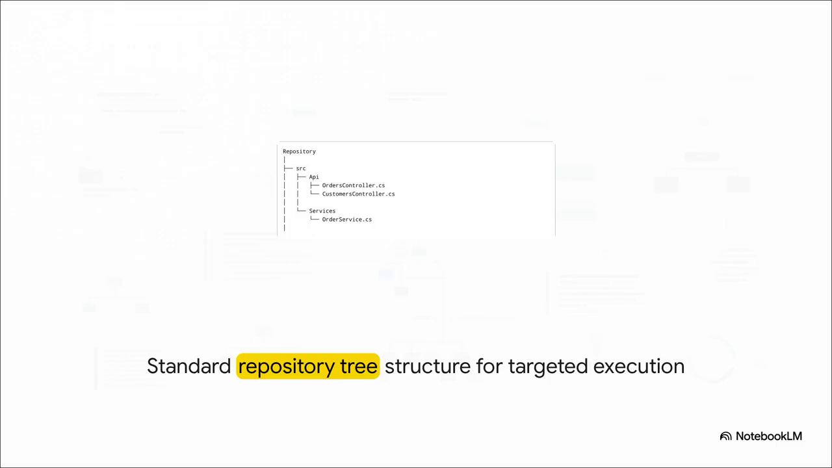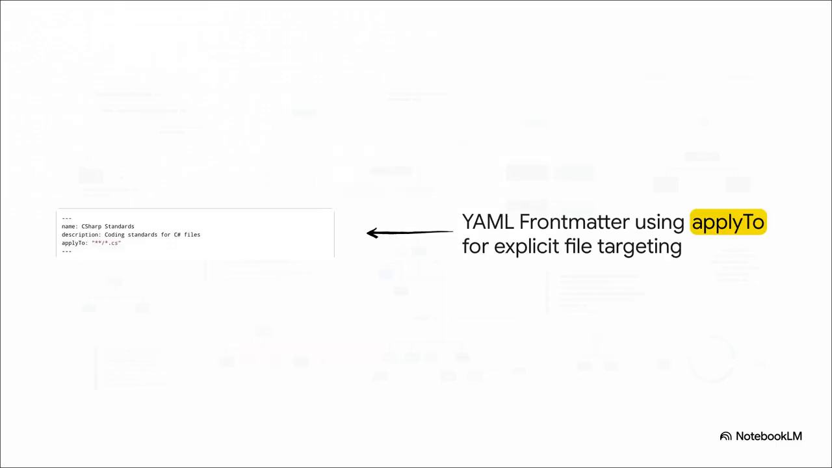We've got our source files, API controllers, test services, all of that. Copilot relies heavily on exactly where files are placed in this directory structure to understand what context matters. But to govern this effectively at an enterprise scale, we have to explicitly set boundaries for how Copilot targets these directories. And we set those boundaries using YAML front matter, specifically the apply to property.